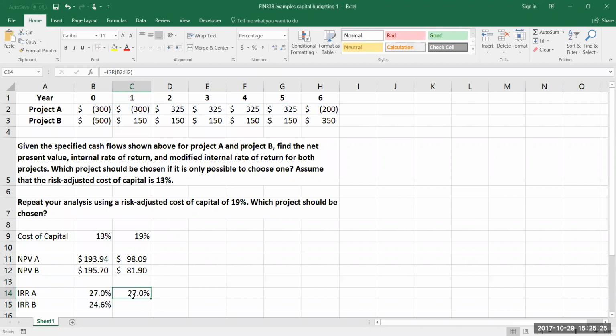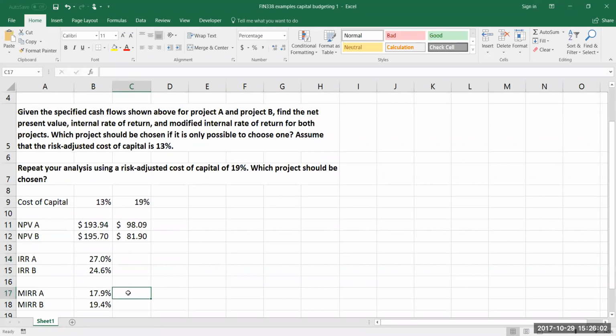IRR is finding the discount rate at which the net present value is equal to 0. So because the IRR is not dependent upon assuming a discount rate, but it is a discount rate, the risk-adjusted cost of capital at which the net present value is exactly equal to 0, then the IRR is the same regardless of whether the specified cost of capital is 13% or 19%. So really, we don't actually even need to calculate the IRR twice because we're going to get the same exact number both times as long as we're doing it properly. So I'll go ahead and remove that.